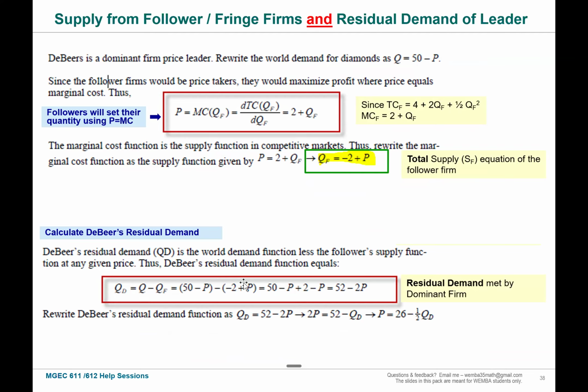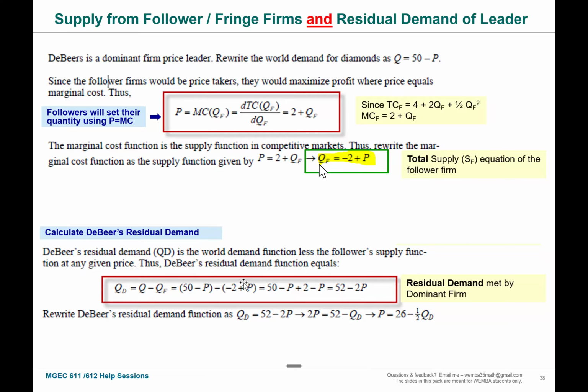They haven't told me how many fringe firms there are. If there were 10 fringe firms, then I would do 10Q is minus 2 plus P. But in this case, they don't tell me, so this is all the fringe firms they have, so it's minus 2 plus P. I don't have to multiply anything, but in principle, if they had told me there were 10 fringe firms, I would have multiplied by 10.